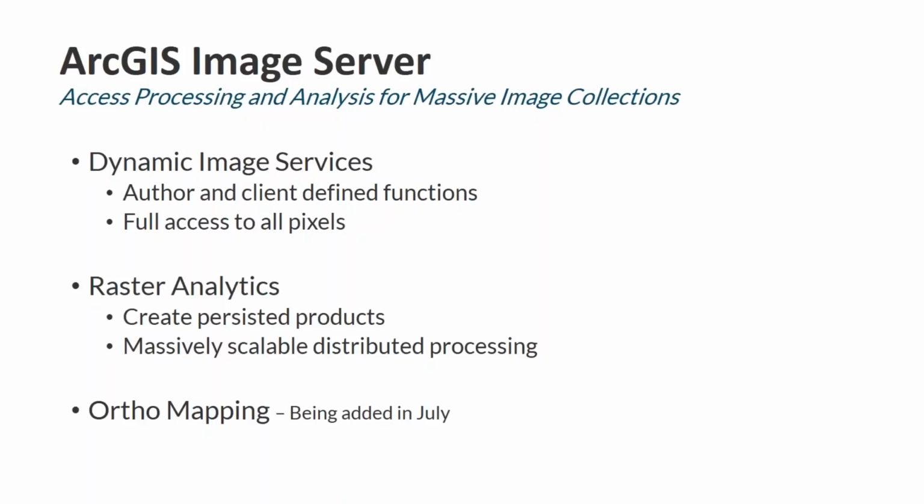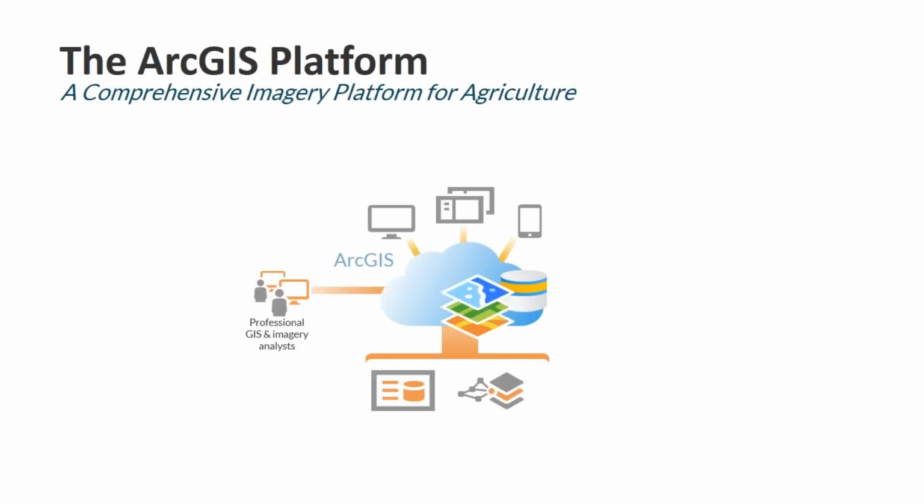Also coming in July is actually author mapping as a new capability of the image server. That's actually going to allow you to upload, if you have ArcGIS image server running in your enterprise or in the cloud, you can then upload your drone imagery to that, and it'll process it to create, let's say, author images and terrain models, and those are then part of your enterprise implementation.